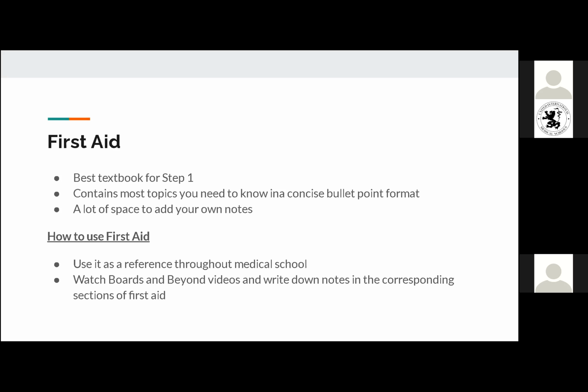I also watched Boards and Beyond videos. For every video that you watch, it gives you the corresponding First Aid page. So I just flip to that page, I watch the video, and I write down notes in my First Aid according to what's being said in Boards and Beyond. I think that this is the best way to use First Aid, to combine it with a video resource. In my opinion, the best one is Boards and Beyond.